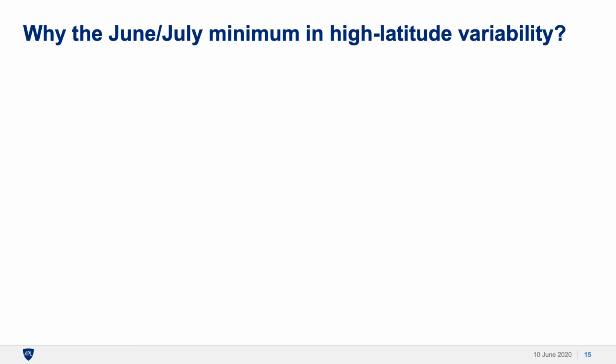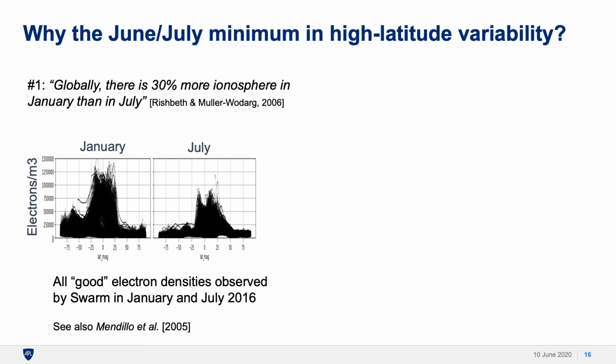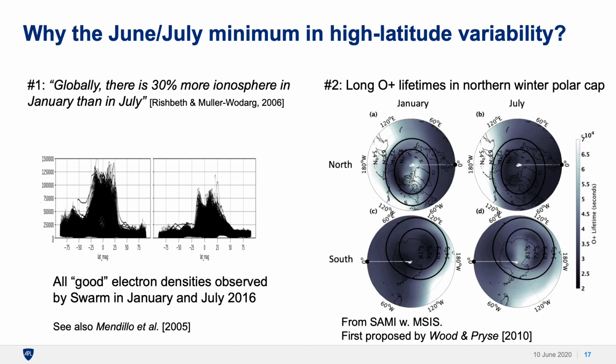So why is there a June-July minimum in high latitude variability across both hemispheres? Well, actually there are two reasons. Number one, globally there's 30% more ionosphere in January than there is in July, in part because the Earth is 3% closer to the Sun. So the plasma that's available to be convected into the polar caps is much greater in January. Number two, the F-layer plasma lifetimes are much longer in the northern winter polar cap than they are elsewhere.